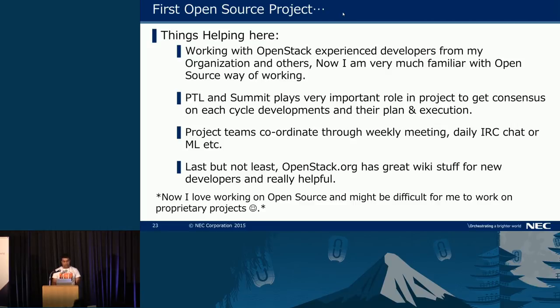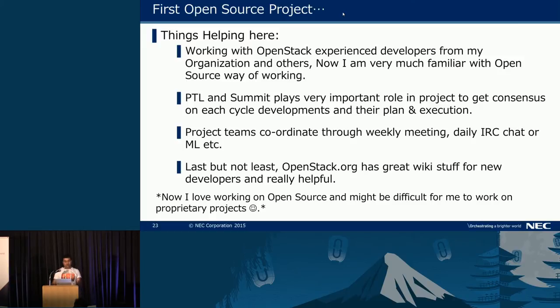There I got the answers to those questions: how they coordinate with each other and how people in different time zones work together. Next, I found that the PTL and the summit play a very important role in a project to reach a conclusion for each development cycle. For example, in this Liberty release, every project's PTL and their team get together. They have design sessions for each feature, discuss, and reach a conclusion. They plan where to develop, how, who will develop, and in which release they have to fix. So these two things play a very important role.